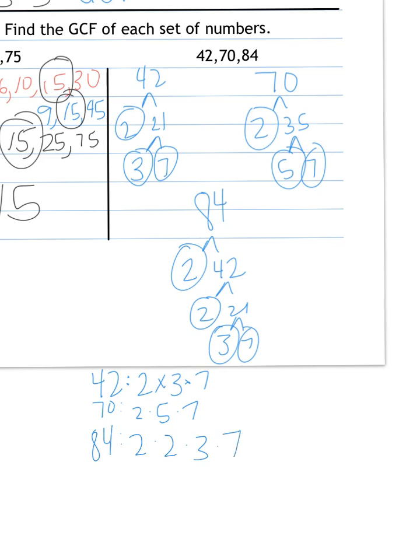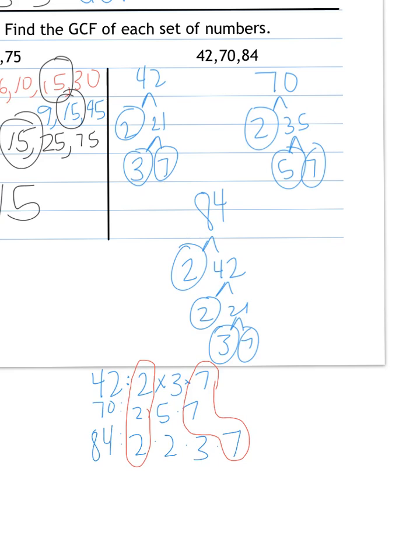Now we look through all three of these to find our sets that each three numbers carries. Well, I see that each have a 2 here. 42 has a 3, but 70 does not and 84 does not. So since it's not in all three of them, that one does not work. I see that they all have a 7. Okay. 70 has a 5, but neither of the other ones do, and 84 has another 2, but neither of them do.